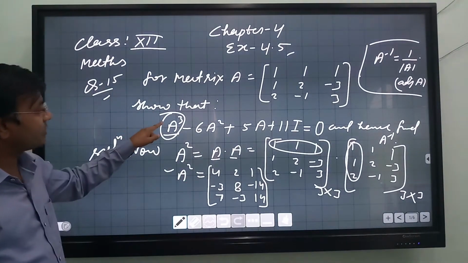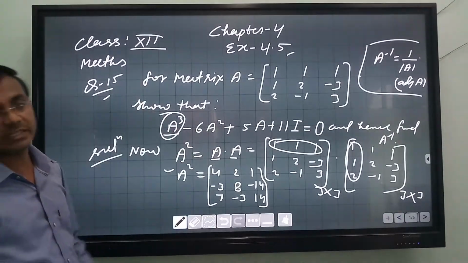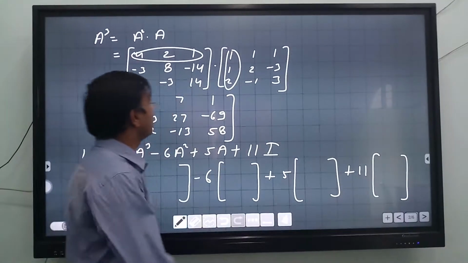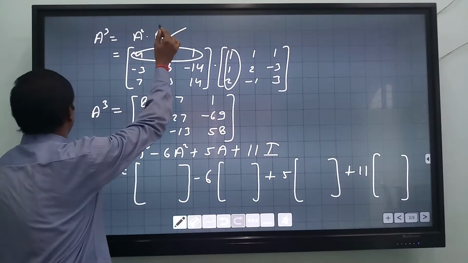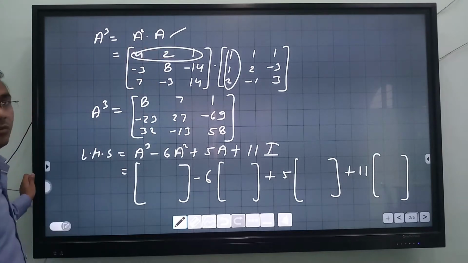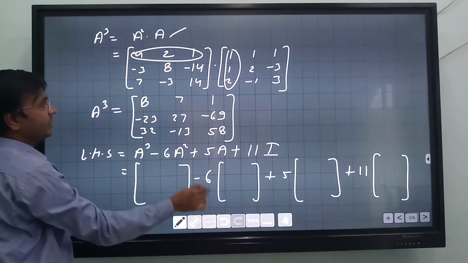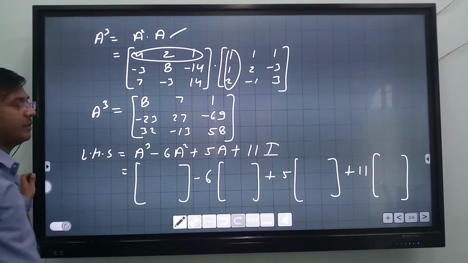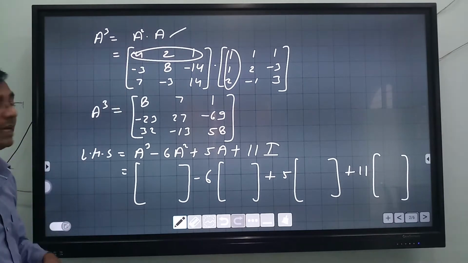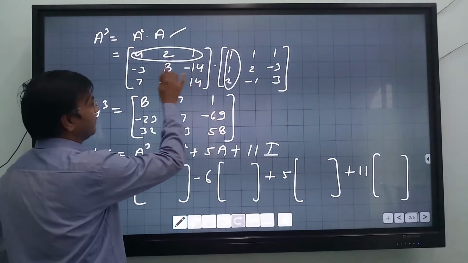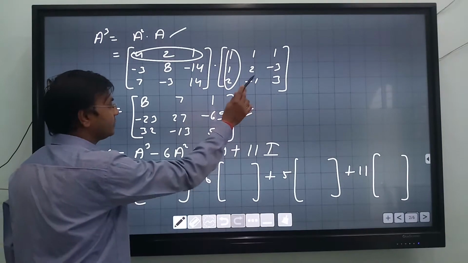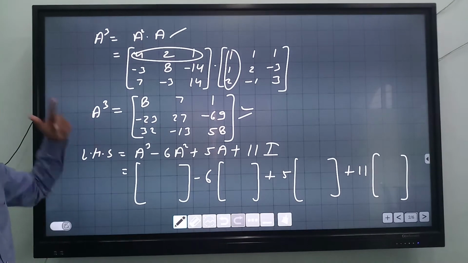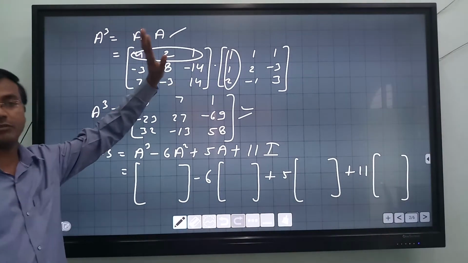Okay, now we want A cube. So A cube can also be expressed as A square into A. So A square we have obtained in the previous equation, into A's given matrix. Again the same order, that is 3 by 3, so row by column we can multiply, right? Multiply row by column and simplify it, we will get this matrix. After simplification we will get this one. This is our A cube. So multiply and check, if you have a doubt you can ask.